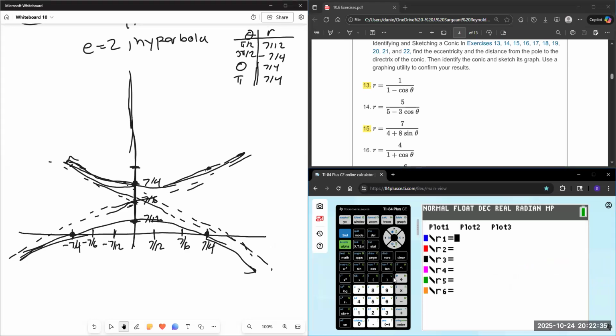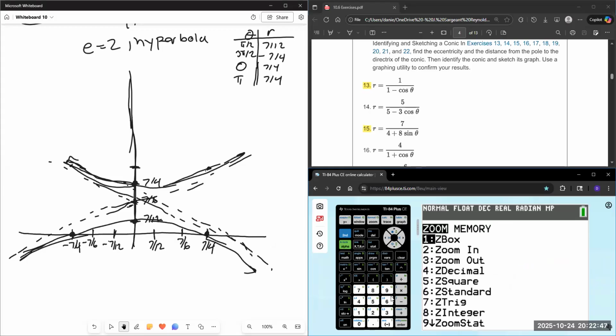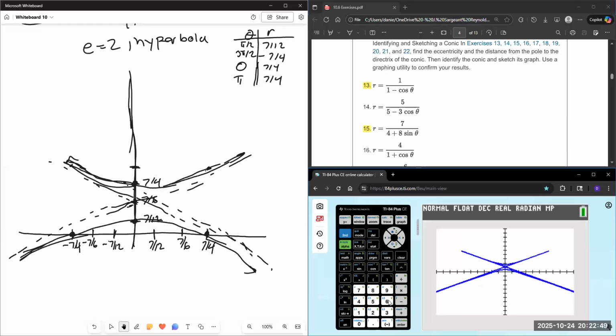So it's 7 divided by 4 plus 8 sine theta. 6. There it is. You're even going to see those asymptotes that I was trying to sketch. It's actually going to draw them, and it's going to show the two pieces there with the y-intercepts at 7/12 and 7/4, and the x-intercepts will be there at plus or minus 7/4.